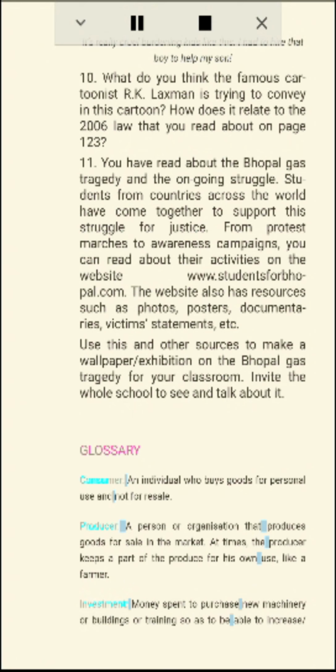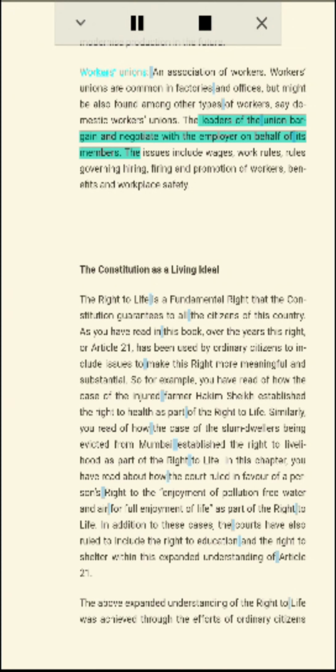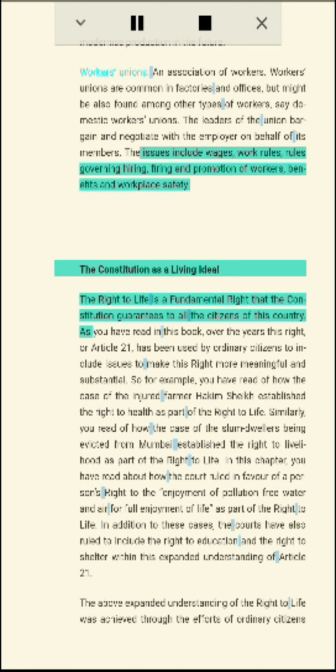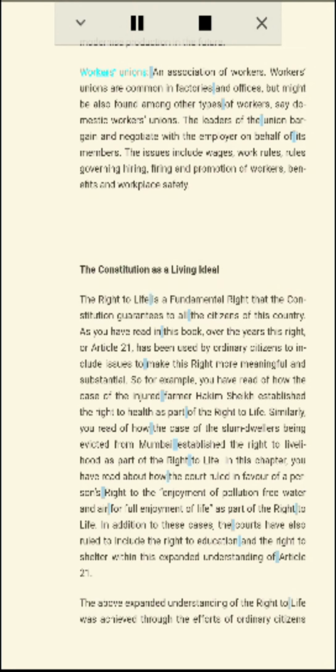Workers' unions are common in factories and offices, but might also be found among other types of workers, say domestic workers' unions. The leaders of the union bargain and negotiate with the employer on behalf of its members. The issues include wages, work rules, rules governing hiring, firing and promotion of workers, benefits and workplace safety.